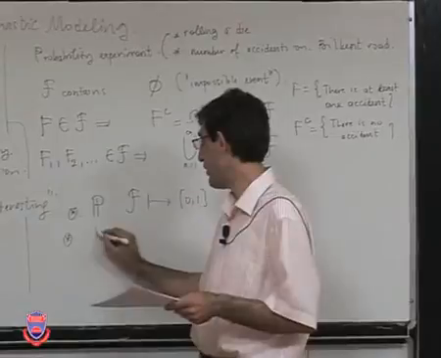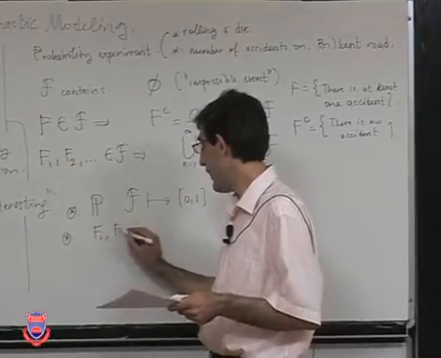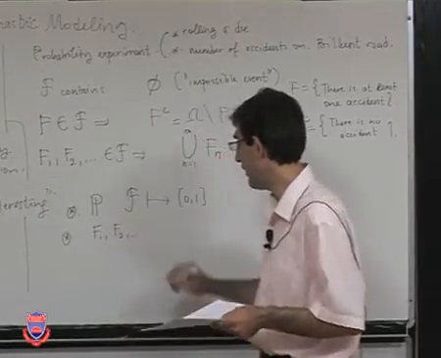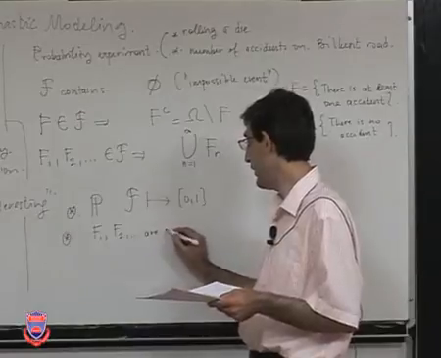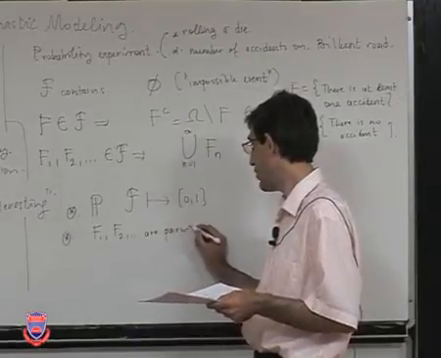So the other important thing is if the events that you are dealing with are pairwise disjoint.